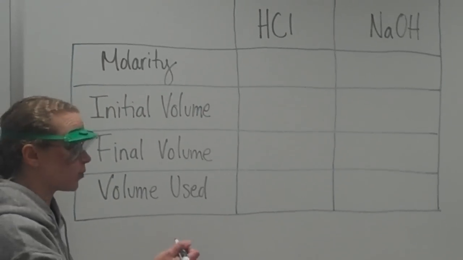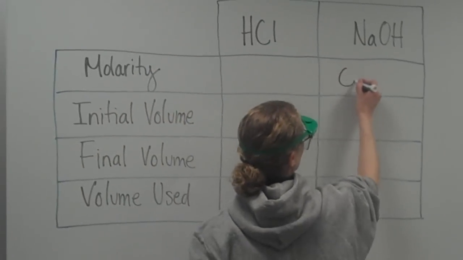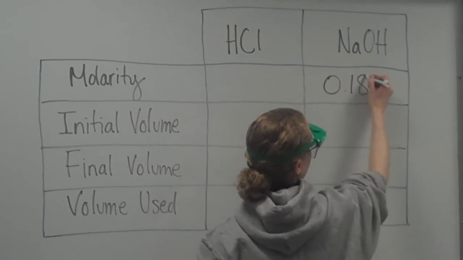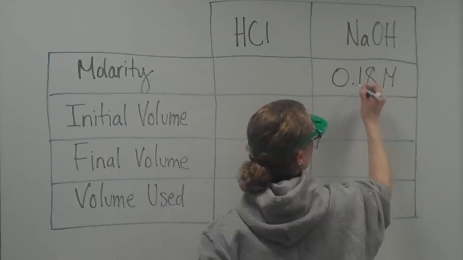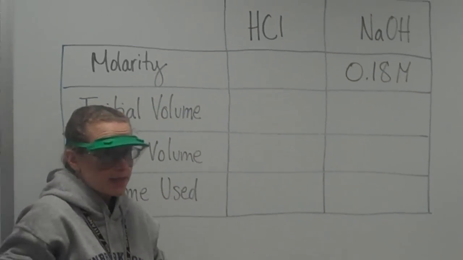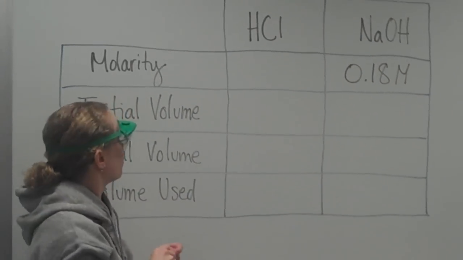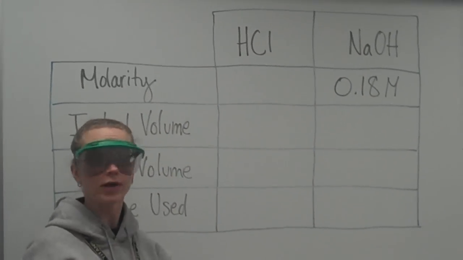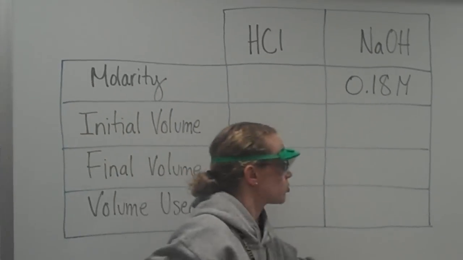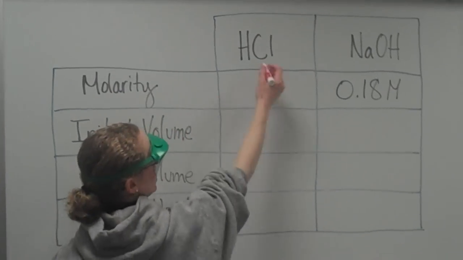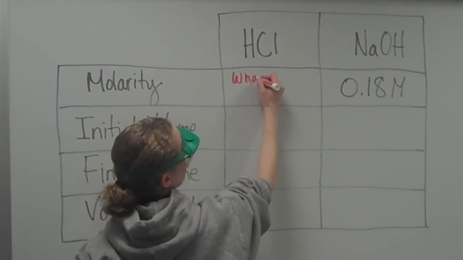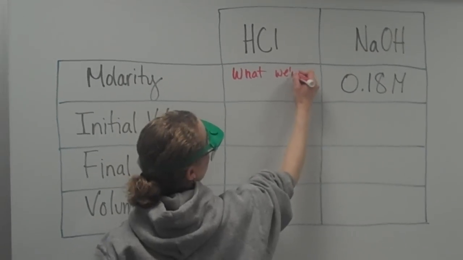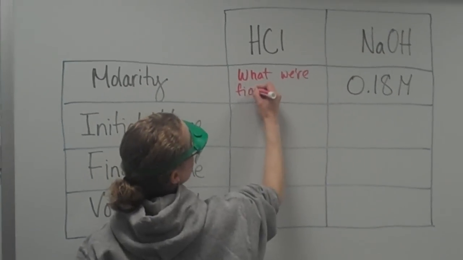And in this case, our molarity is 0.18 molar. Now you might ask, what's the molarity of the acid? Well, the molarity of the acid is what we're trying to figure out. That's the whole point of the titration. So I'll just write in here for molarity of acid what we are figuring out.